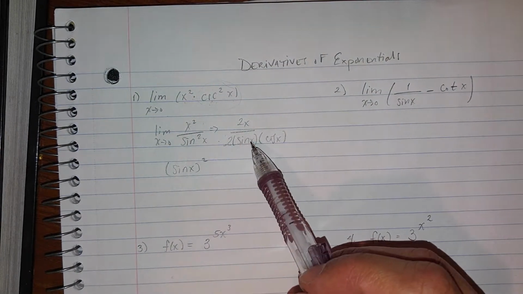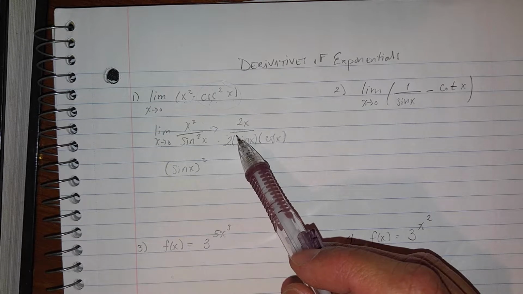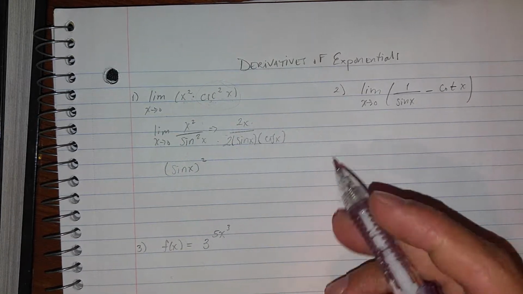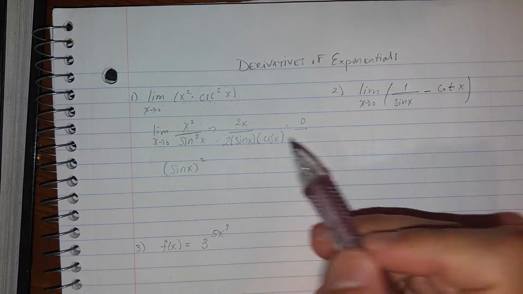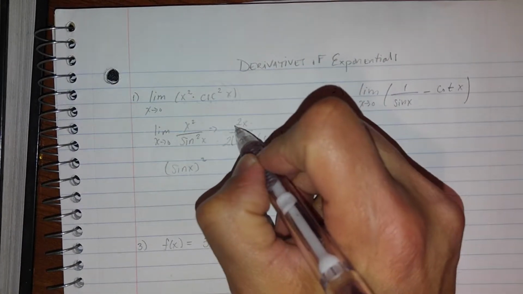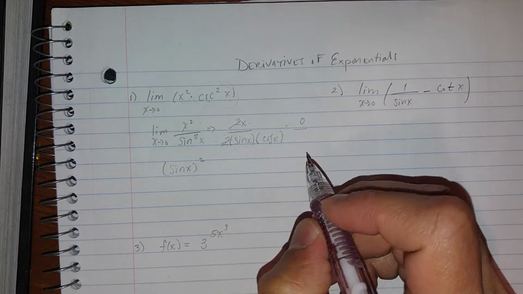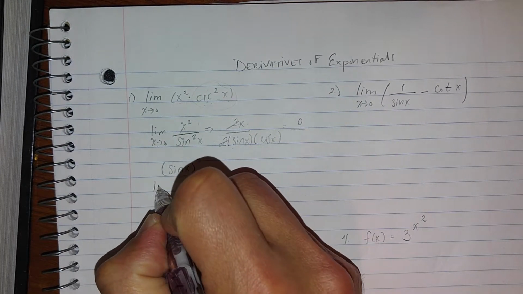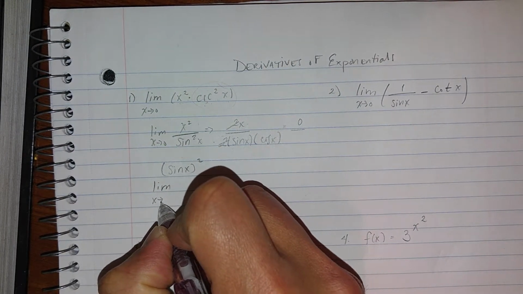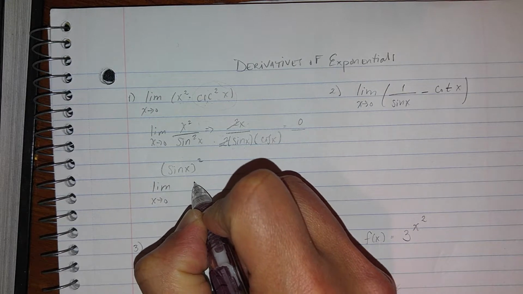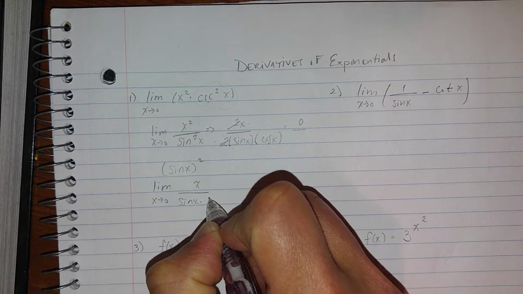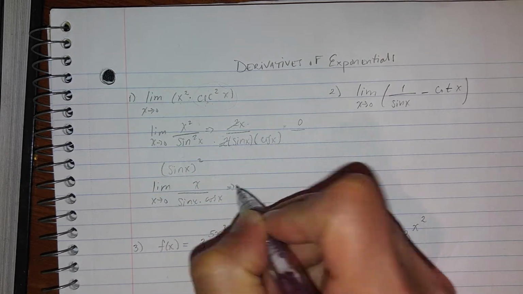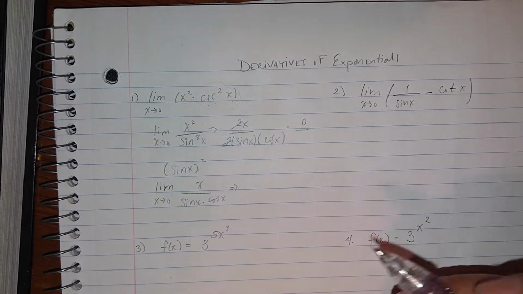Now I can plug in my 0. 2 times 0, well, unfortunately that's 0 again. And then sine of 0, that's 0 again. I can simplify this here, and I'm going to end up with the limit as x approaches 0 of x divided by sine of x times cosine of x. Well, I still get 0 over 0, so I have to do it again.